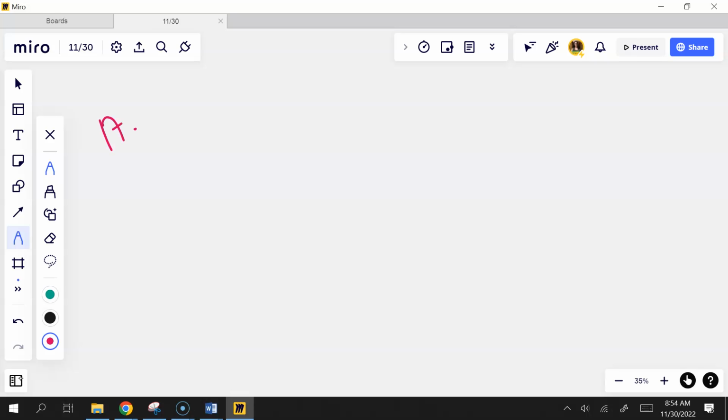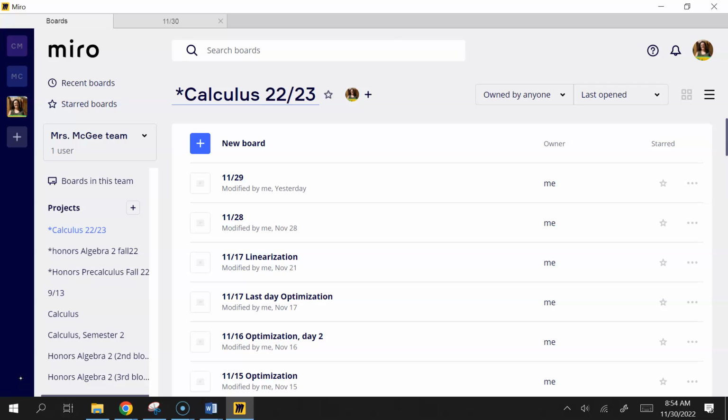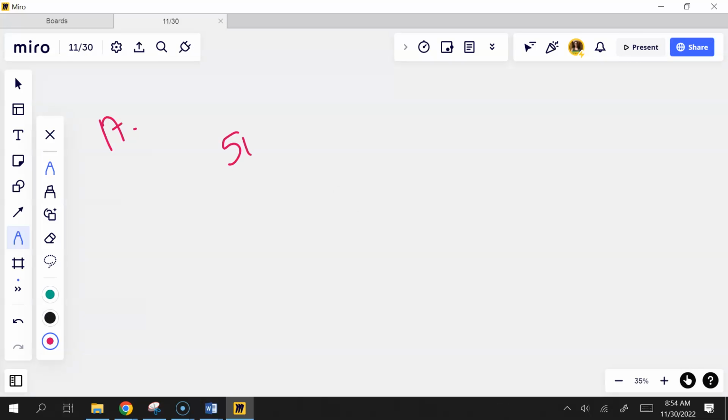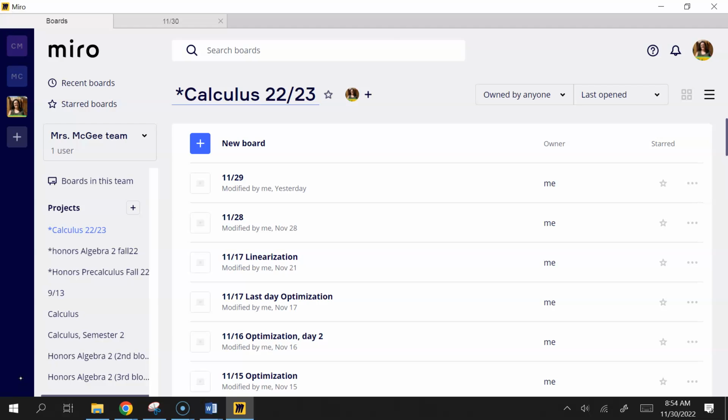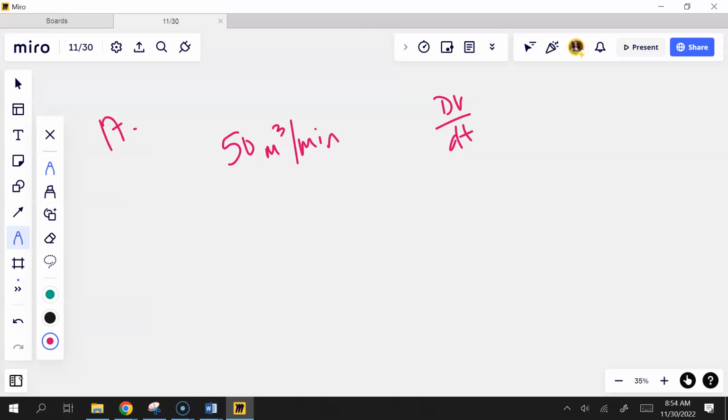17. Hot July moon. Water is flowing at the rate of 50 cubic meters per minute. So I already know I have dV/dt here. How do I know that's dV/dt? I know it's a rate. That's right. The cubic meters gives me a hint that that's going to be a volume type thing.